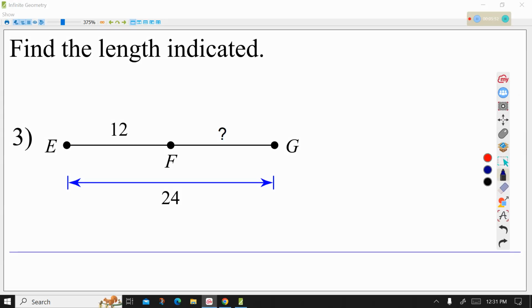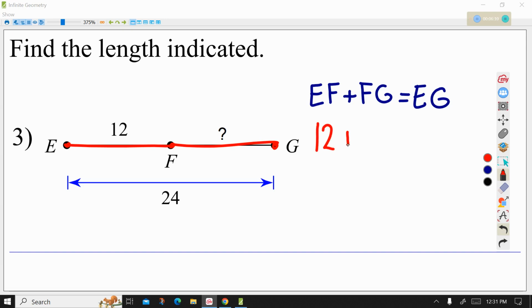So again, the line segment addition postulate that you should have written would have been that EF plus FG equals EG. Again, the idea that you want to take from this is that the two pieces of the line, EF and FG, make the whole line. So EF is 12, and for FG, we're going to change the question mark into an X like we do every time. So put an X here, and we have this equal to EG, which in this case is 24. That's the whole distance.